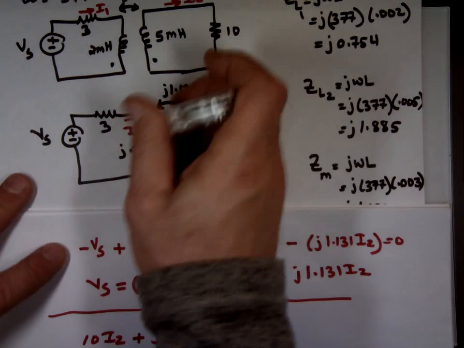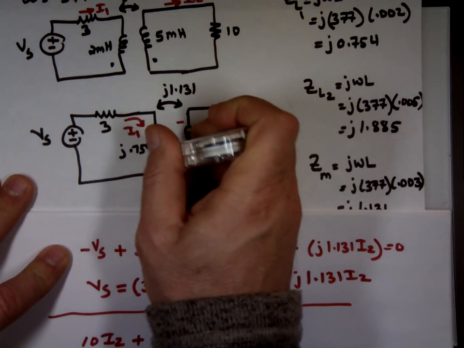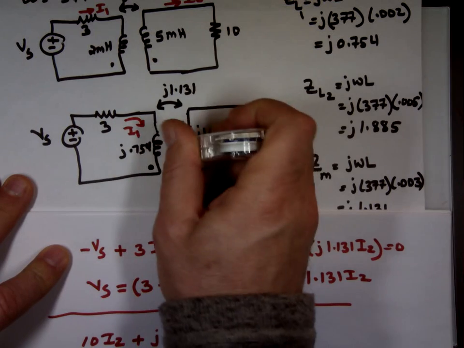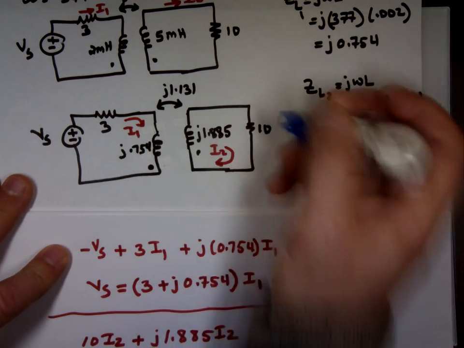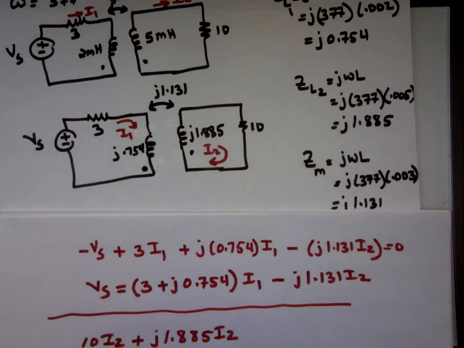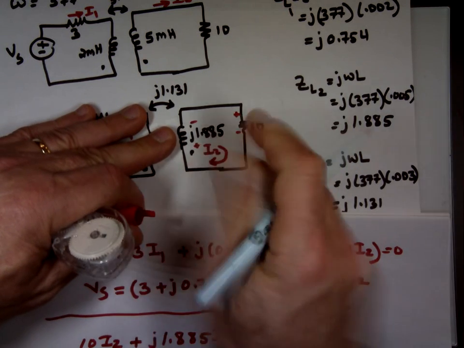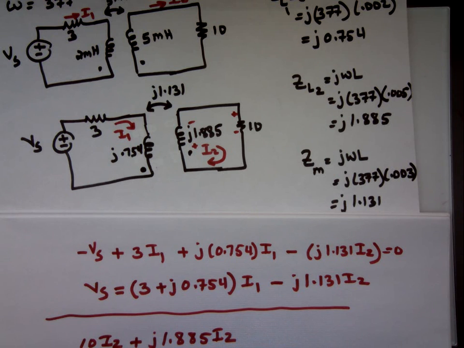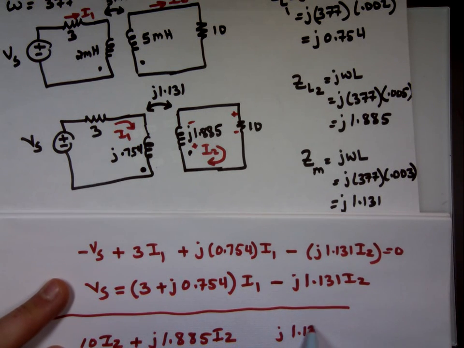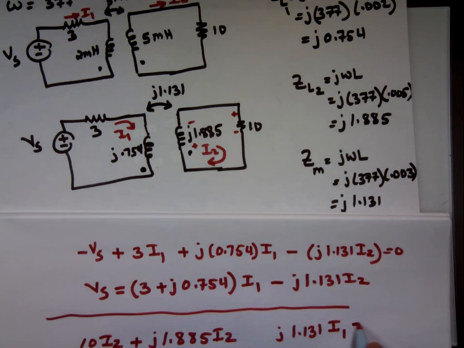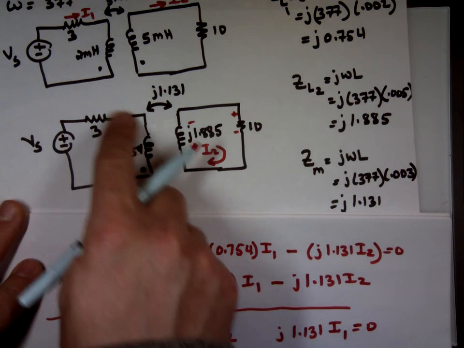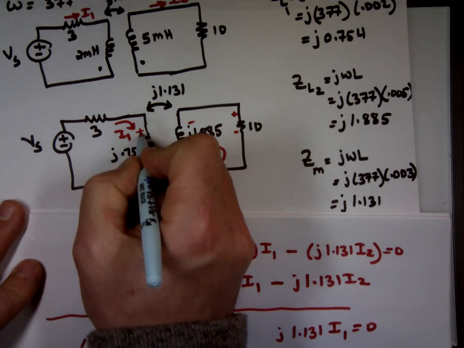Let's look at the mutual inductance. Notice I'm traveling this way, so I'm marking this plus minus because I'm traveling this way. Now let's see what happened to mutual inductance. The mutual inductance is going to be j1.131 times I sub 1. And again, let's see if it's positive or negative, addition or subtraction. This current's traveling down this way, so I'm going to mark it plus to minus.